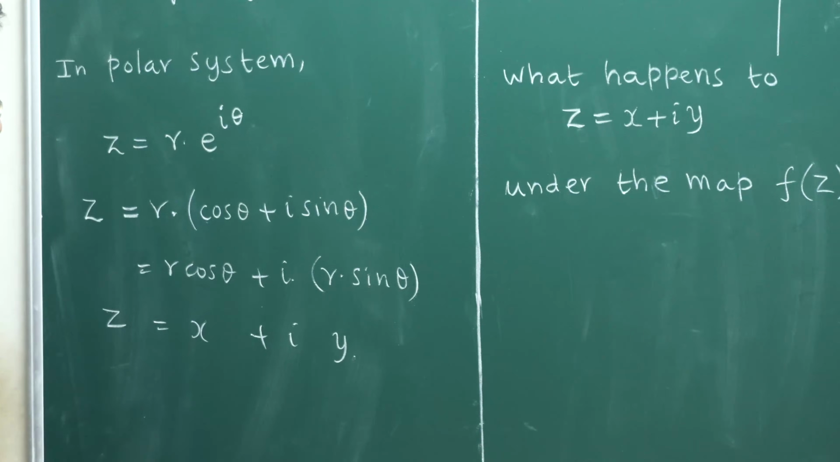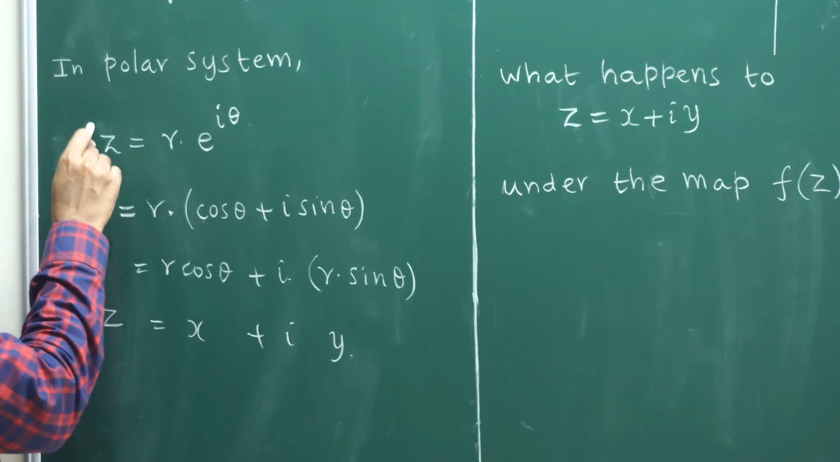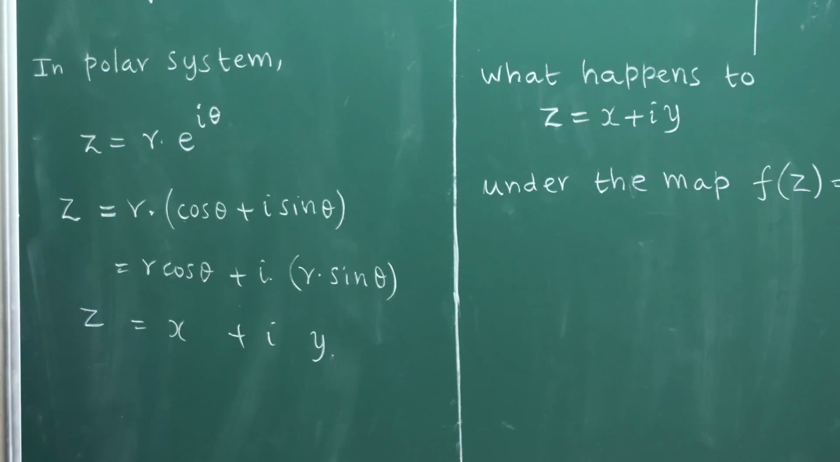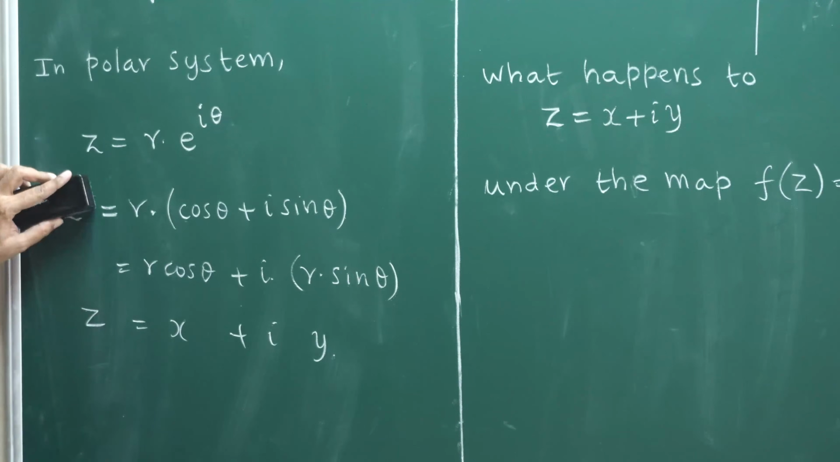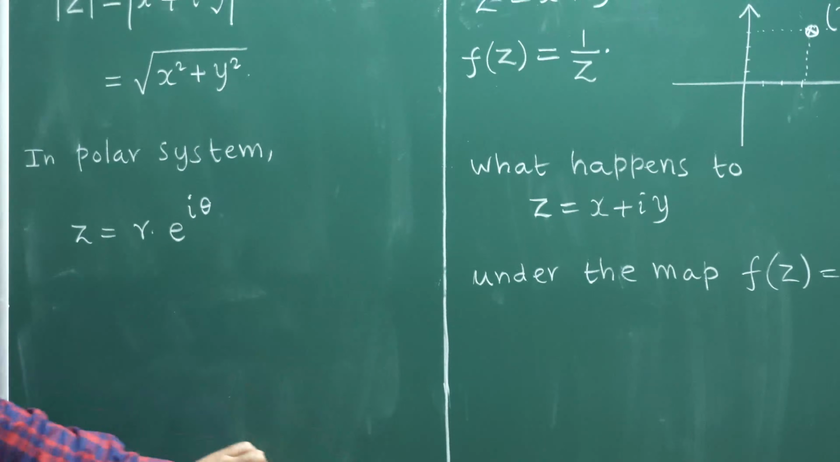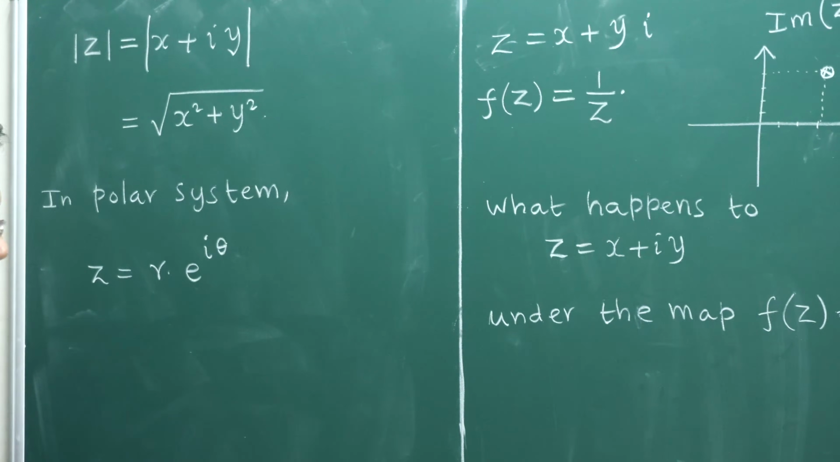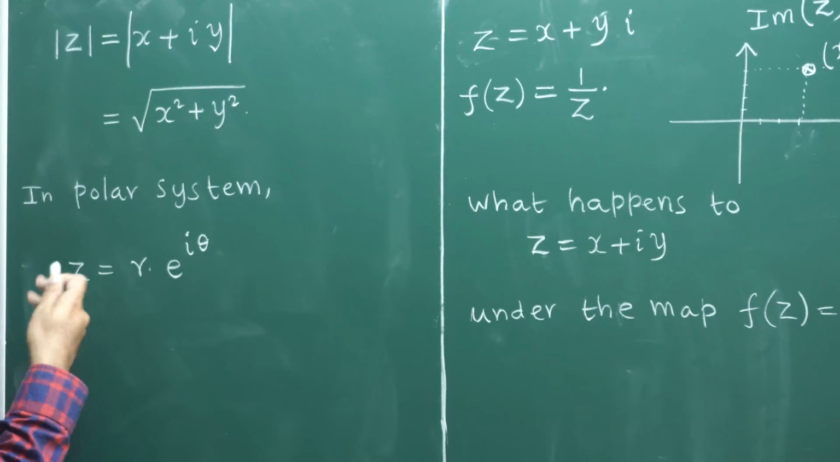So this is what you need to know. And once you know this, there is no need to write everything. You straight away write down that this quantity is z. So this portion can be removed, therefore I will remove this. Now what we are going to say is that in the case of the polar coordinate system, z can be written as r e to the power of i theta. If that is the case, how do we take the modulus?